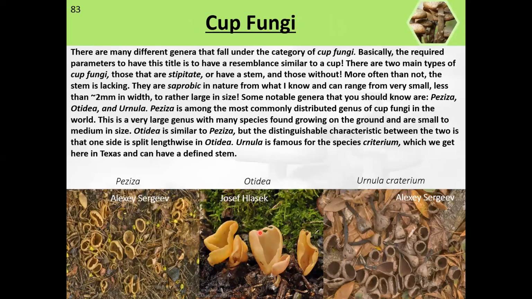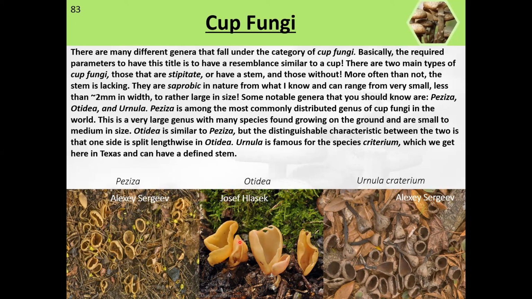And then cup fungi. There are many different genera that fall under the category of cup fungi, and the basic requirement is just to have a resemblance to a cup, right? So as you can see down here, there are several different species I highlighted. Peziza is a genus that we most commonly encounter, and they're saprobic, growing just on the ground. And Otidea is similar to Peziza, except they're cut off halfway, right?